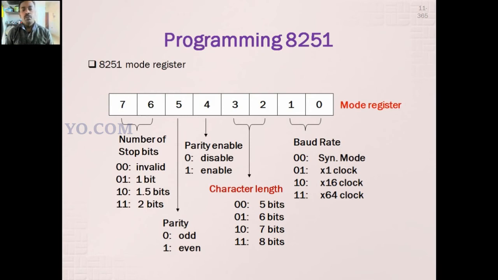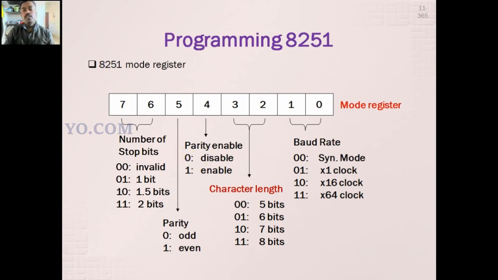How to program 8251? First, by using the mode register. This mode register indicates the different modes of 8251. The first two bits are used for baud rate control, the next two bits are used for character length, the fourth bit is used for parity, and the fifth bit is also used for parity. This is parity indication, this is parity enable. Then the last two bits are used for the number of stop bits. Based on this we can program the mode register.